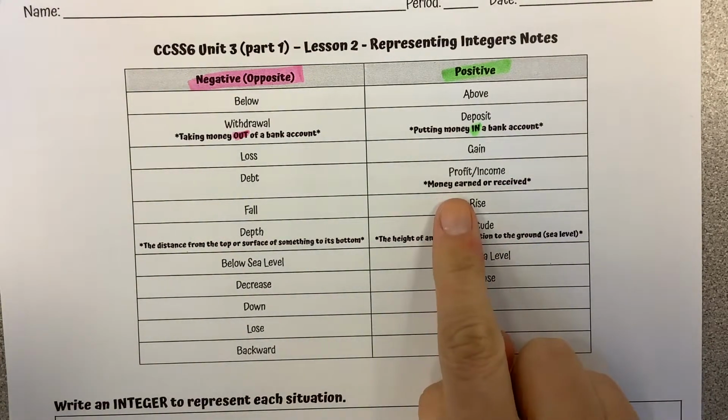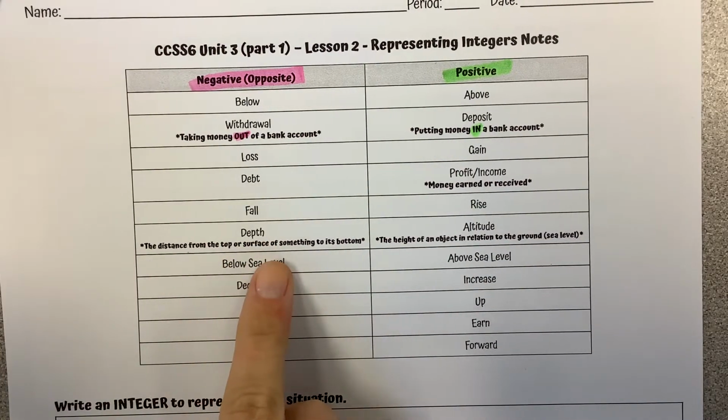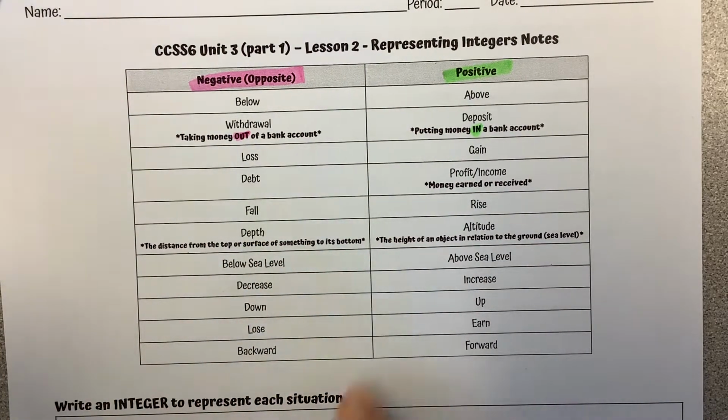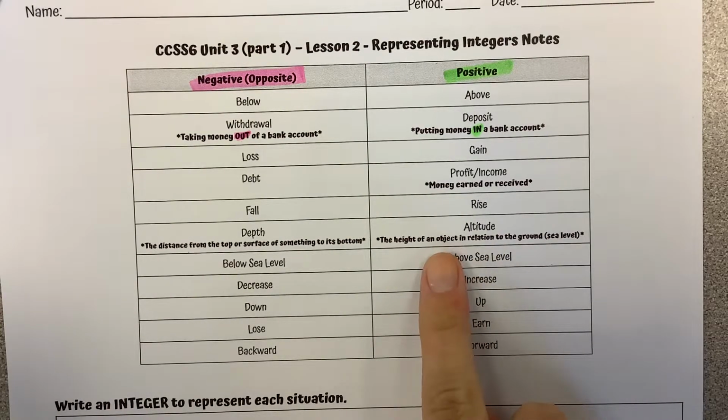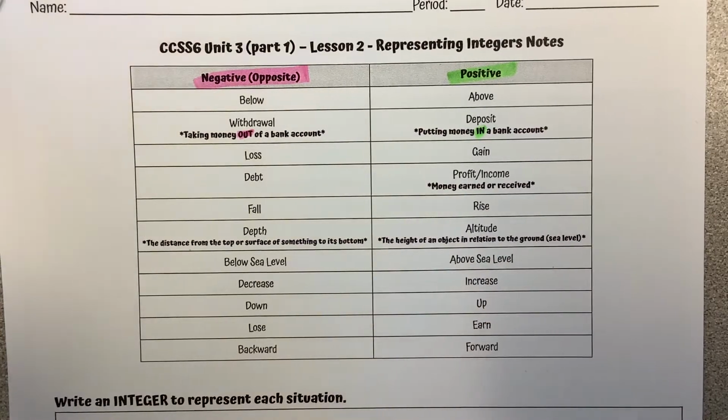Profit or income is money that you've earned or received. Depth is the distance from the top of the surface to its bottom, going down like the depth of the ocean. Versus altitude is the height of an object in relation to the ground, okay?